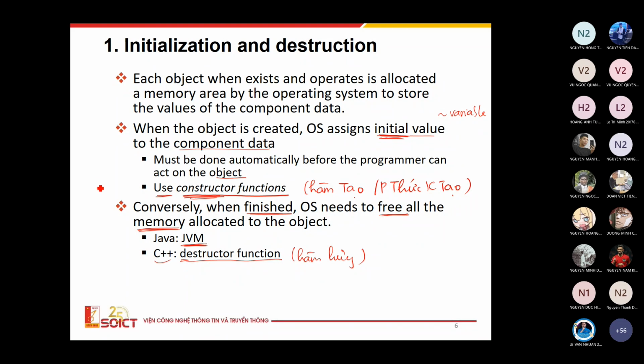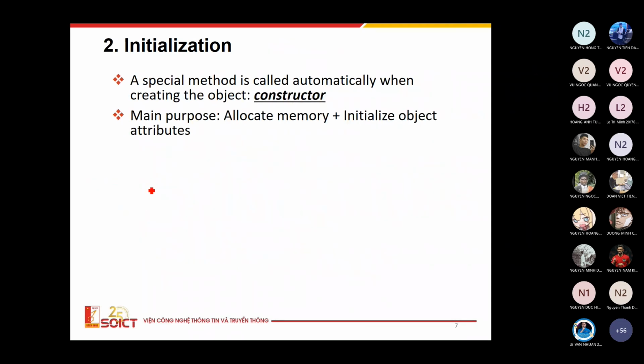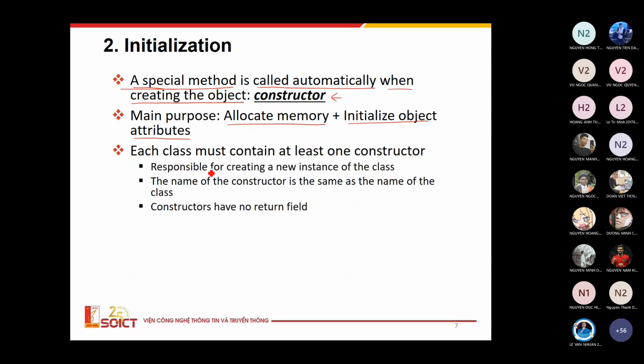Okay, so now we will learn what exactly the constructor does. What is the constructor and how does it work? The constructor here is a special method which is called automatically when creating the object. The main purpose of this constructor is to allocate the memory and initialize the values for the attributes. And each class must contain at least one constructor, to have the responsibility for creating the instance of the class.